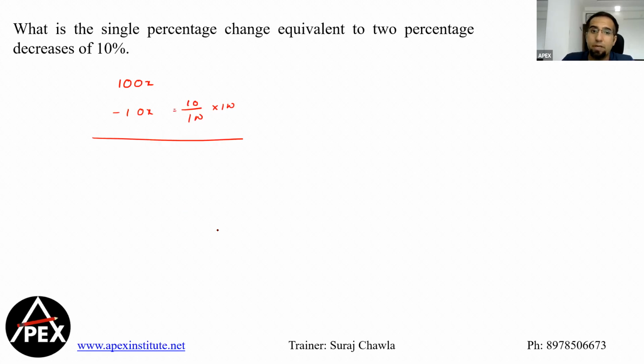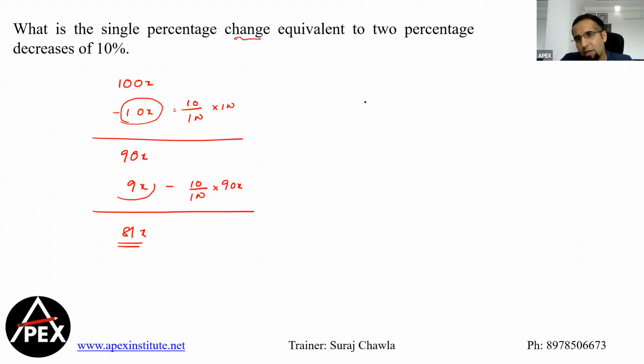Now there's a second percentage decrease of 10%. That means now I will calculate 10% of 90x. That is going to be 9x, which means your final value becomes 81x. Now what is the question asking you? Find a single percentage change. That means instead of two such changes, I have to check only one change. So can I say overall the value has decreased by 19x as compared to an initial value of 100x, multiplied by 100, which will be a 19% drop.